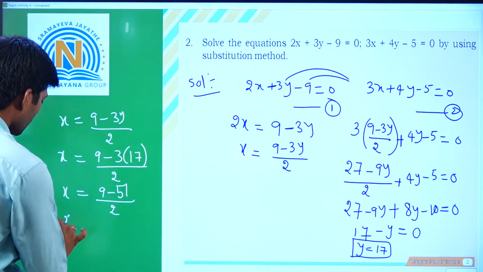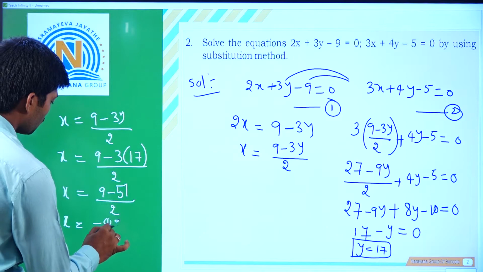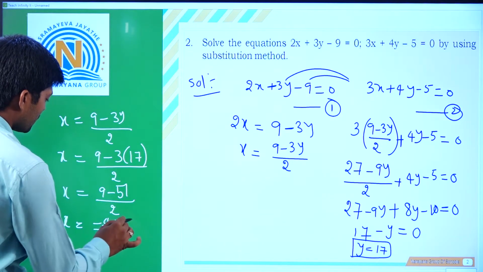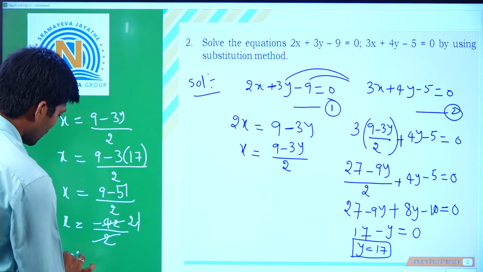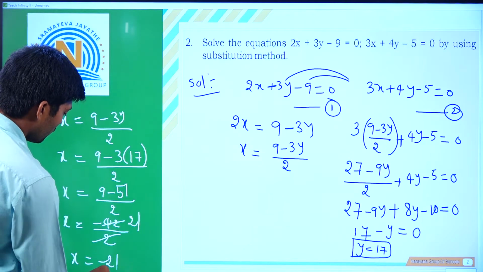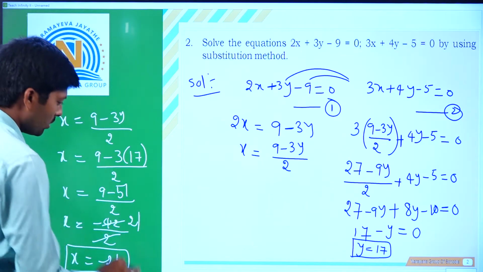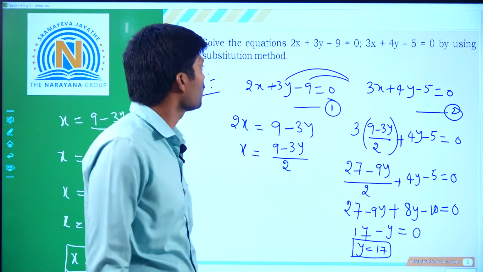So, x is equal to how much? It is minus 42 upon 2. So, we can cancel it, and x is equal to minus 21, y is equal to 17. So, let us go for the third question.